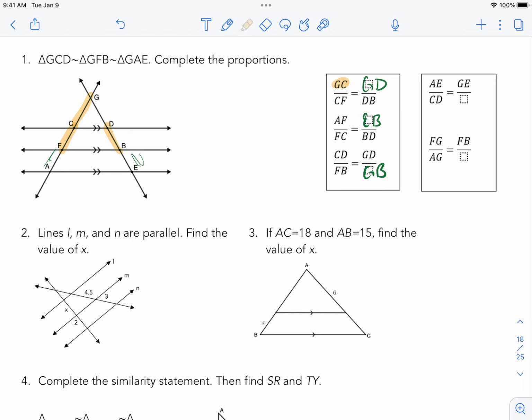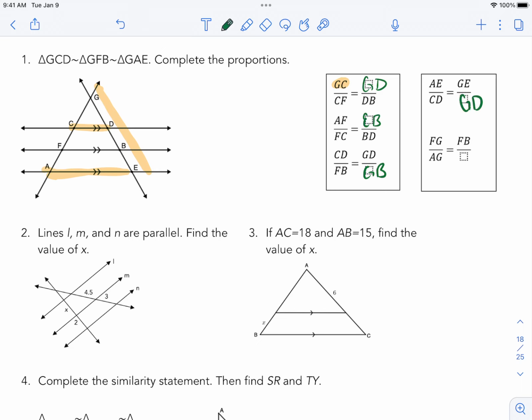All right, the next one, we've got AE, this side, corresponding to CD, this side. And so GE would be corresponding to what? So let's highlight again here. We've got AE corresponding to CD. And so GE, the total length, would be corresponding to which length? If GE is on the larger triangle and we're going from the larger triangle to the smaller triangle, it would be GD.